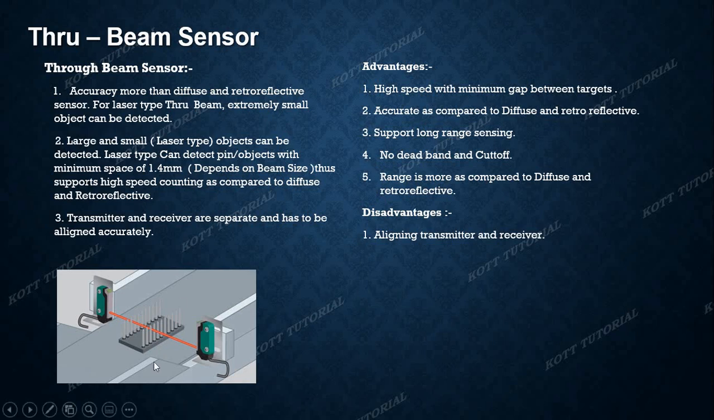So this small object may represent a single object for the retroreflective or the diffuse sensor, and it may not work efficiently. Means for all the 4 pins, it may detect only a single pulse. Means it will consider a single product for all these needles. So in such an application we have to use a laser type through beam sensor, which has a beam smaller than the pin.